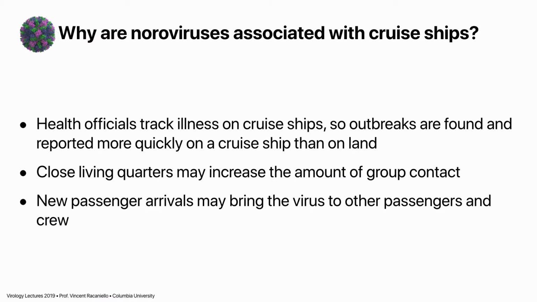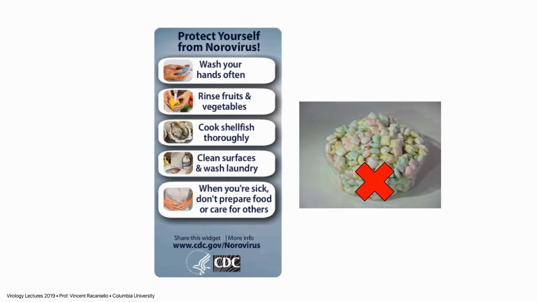Now, why are they associated with cruise ships? It's only 10% of all the outbreaks, but we track illness on cruise ships, so we find them and report them. Close living quarters, everyone shoved in together. Food handlers secreting virus with no symptoms, new passenger arrivals, and so forth. So it's a closed environment, basically, perfect setup for food-transmitted infections.